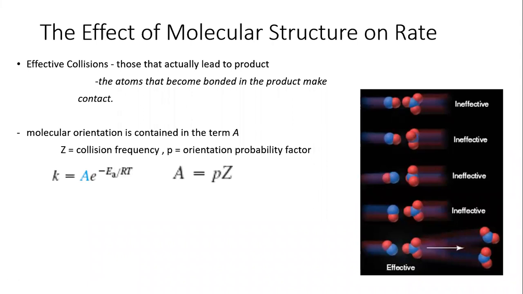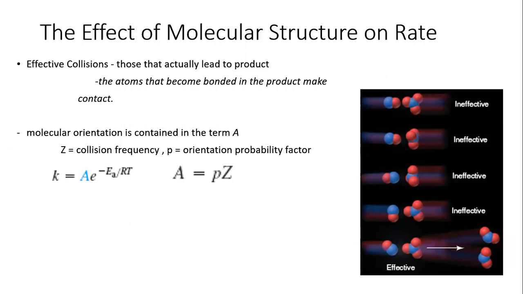So we looked at collisions, we looked at activation energy. We said that molecules need to have the right orientation to collide, and that's what we're going to be looking at here, is how the molecular structure affects the rate. And so again, with collisions, as we said before, we need effective collisions, so collisions that lead to products, so they have to have the right orientation and the right amount of energy.